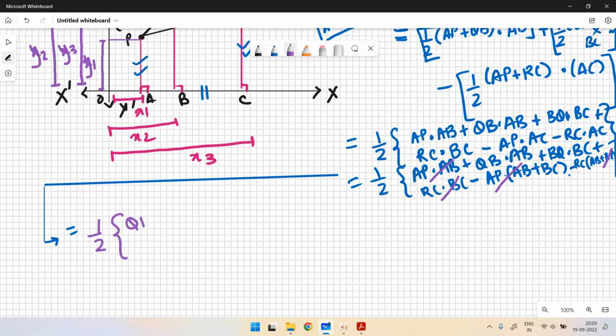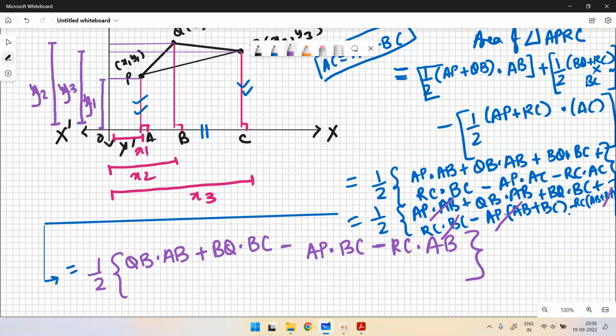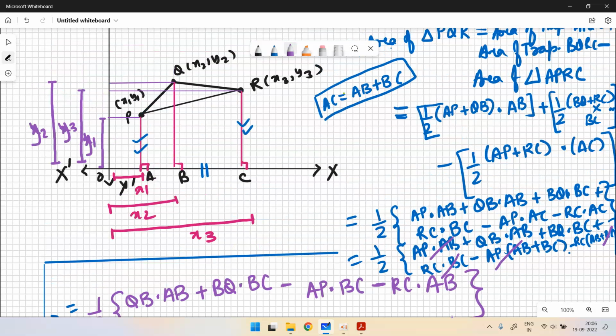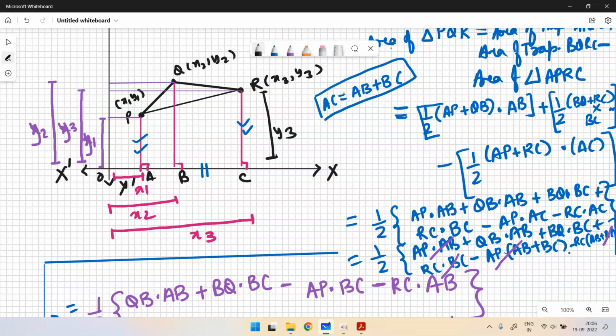This is QB into AB plus BQ into BC minus AP into BC minus RC into AB. And if you see from the diagram, now if you substitute the values: what is RC? From the figure you can see that this length RC is y3. So RC is y3.